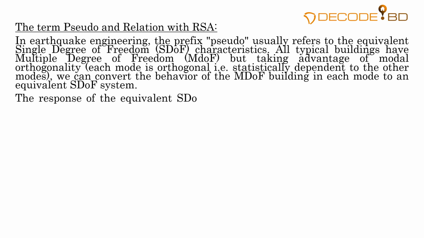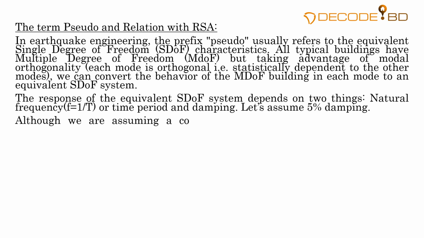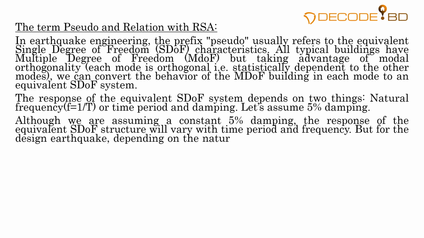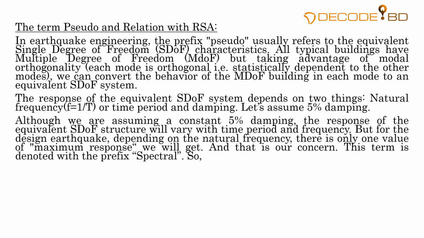The response of the equivalent SDOF system depends on two things: natural frequency f equal to 1 by T, or time period, and damping. Let's assume 5% damping. Although we are assuming a constant 5% damping, the response of the equivalent SDOF structure will vary with time periods and frequency. But for the design earthquake, depending on the natural frequency, there is only one value of maximum response we will get, and that is our concern. This term is denoted with the prefix spectral.